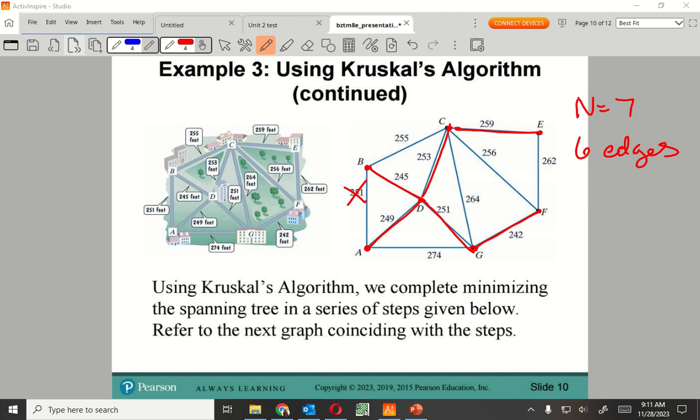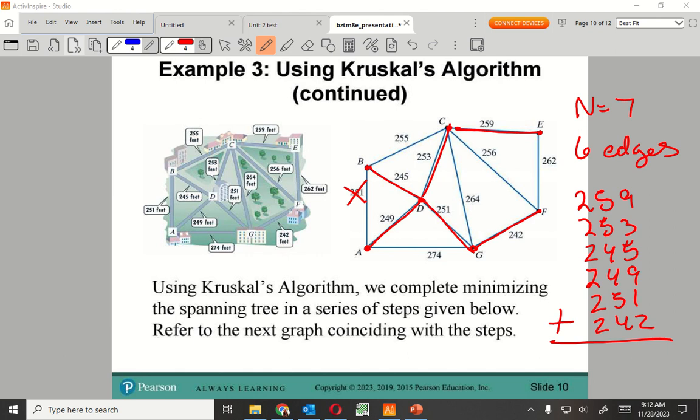So it's, let me see, 259 plus 253 plus 245, 249, 251, and 242. Add those up for me, please.